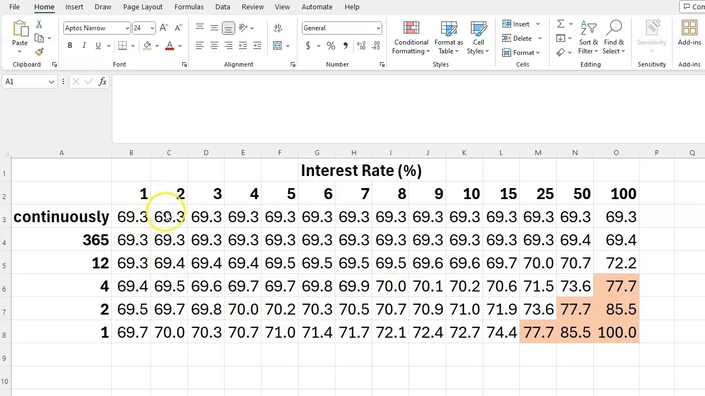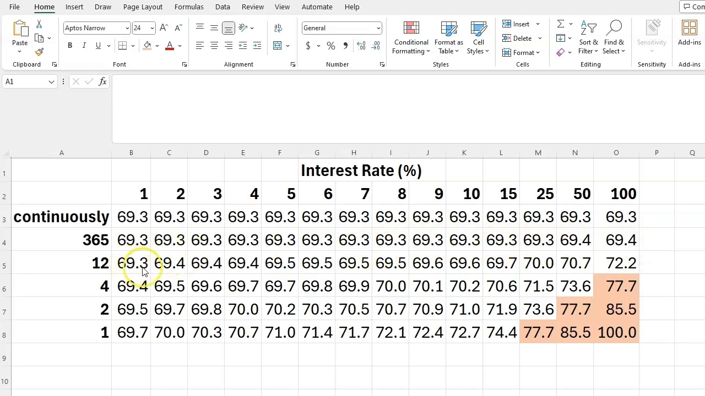Up here we have interest rates 1%, 2%, all the way up to 50%, 100%. And over here we have the number of times you compound per year: once a year, twice a year, compounding monthly or compounding daily. And notice that for continuously compounded interest, the number is 69.3 or 69.314, no matter what the interest rate is. And compounding daily is pretty close to compounding continuously, so you get numbers that are very close to 69.314.